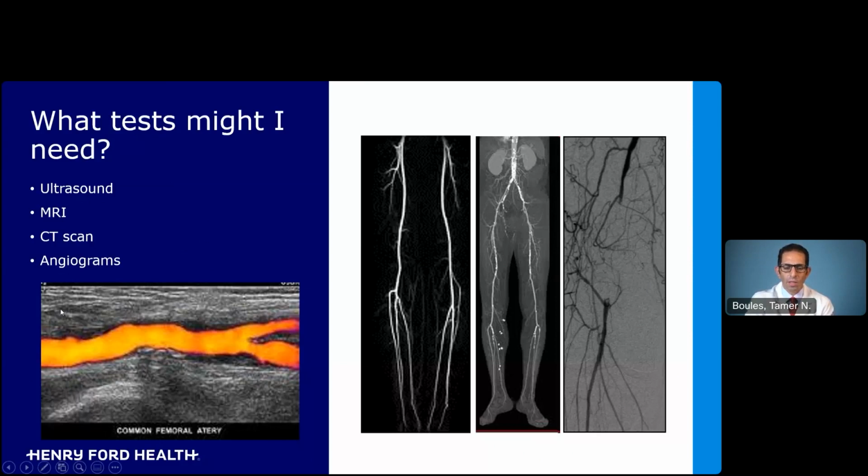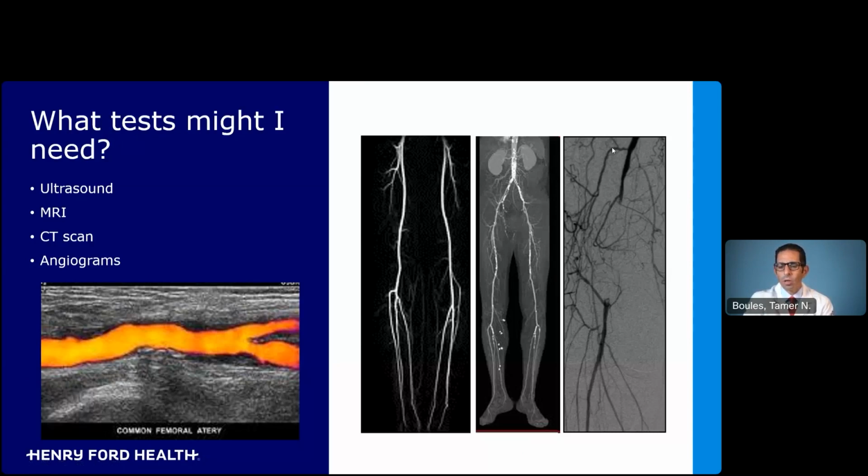So you can see here, this is an ultrasound that's getting a roadmap of an artery that's in the groin that goes down to the leg called the common femoral artery. This is an MRI right next to it that gets a roadmap of all the arteries from the groin down to the feet. Here is a CAT scan right next to the MRI, and all these little white speckles are that calcium that I had mentioned to you that builds up in hardened arteries.